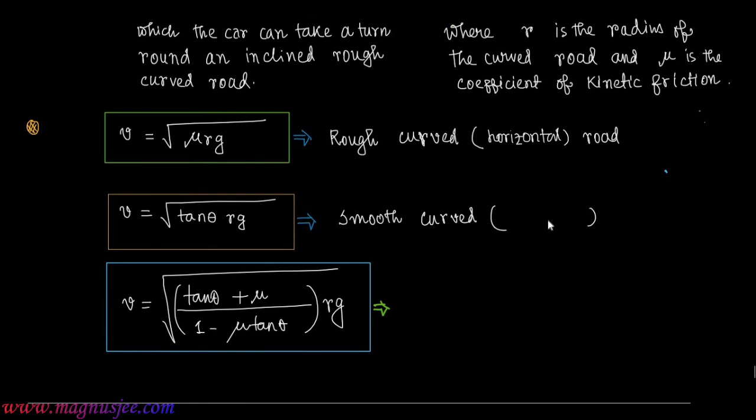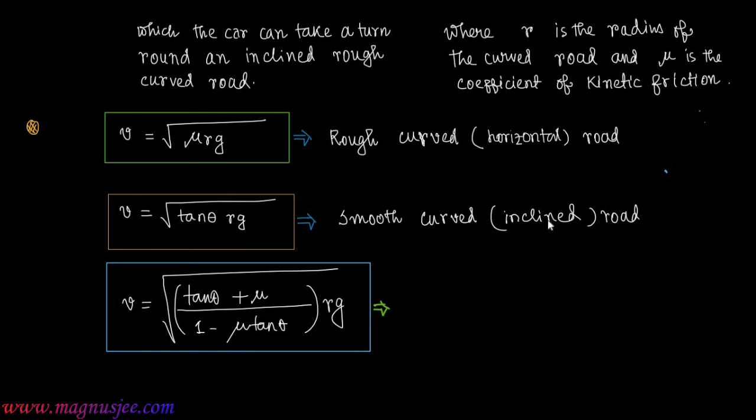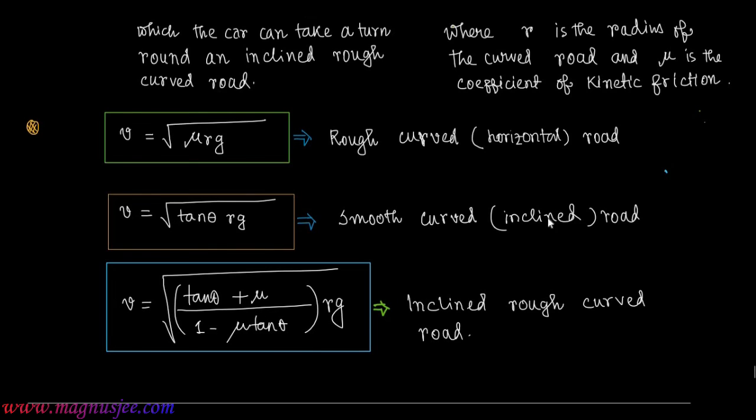V is equal to root over tan theta rg, that is the maximum velocity of a car for a smooth inclined curved road. Then v equals root over tan theta plus mu divided by 1 minus mu tan theta into rg. That is the velocity with which a car can take a turn round an inclined rough curved road. So finally we get the expression of v as equal to root over tan theta plus mu divided by 1 minus mu tan theta into rg.